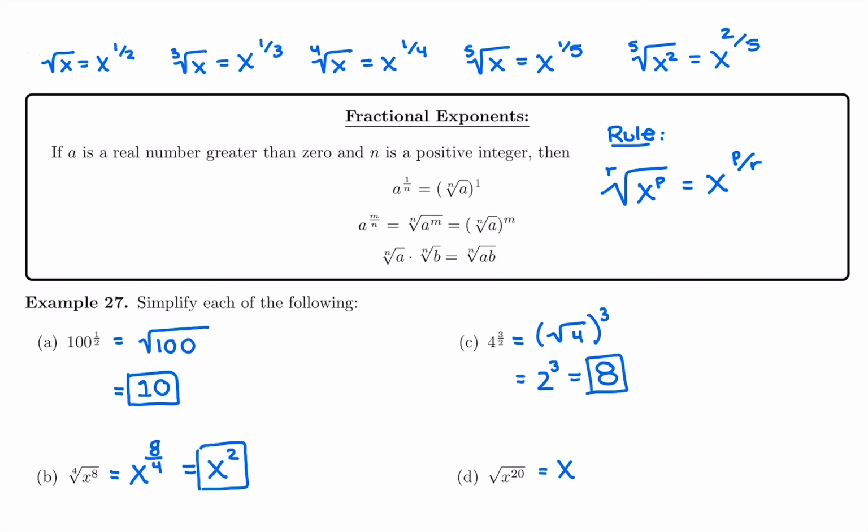Feel free to pause this video and try the next one. The power is 20, and it's a square root. Be careful, the square root means the second root. So we're going to divide by 2. The power is 1 when it's not written, and the root is 2 when it's not written. So we'd have x to the 20 divided by 2 is 10.